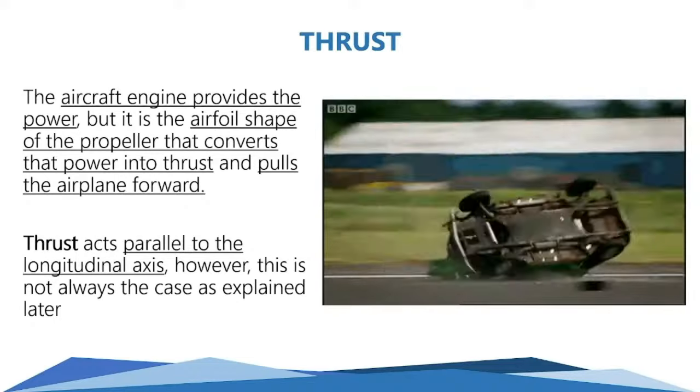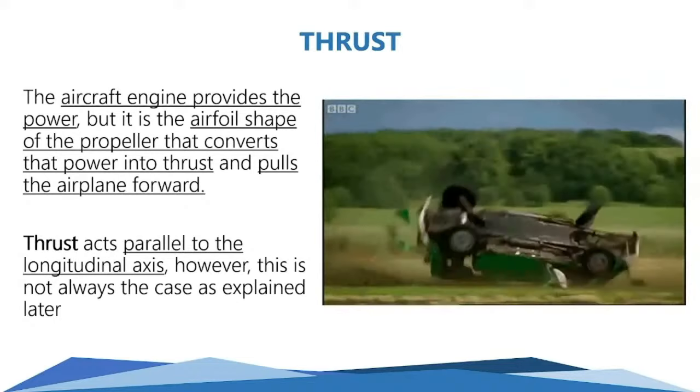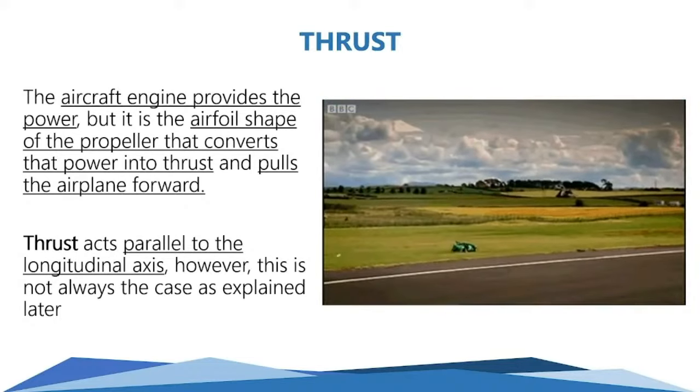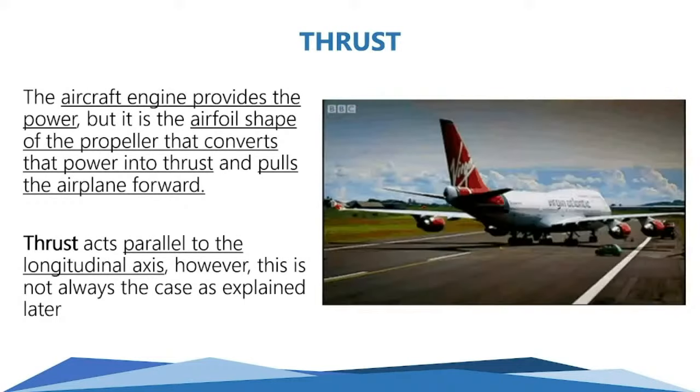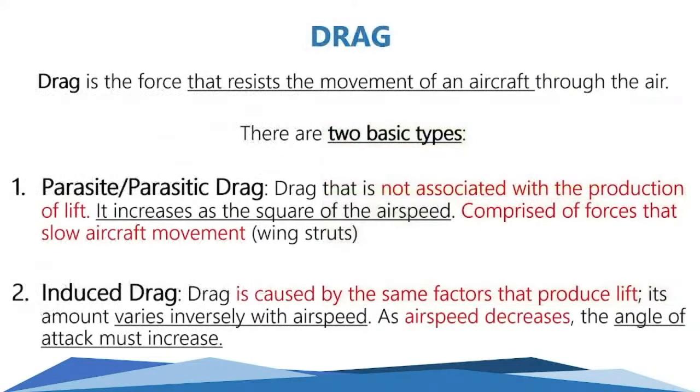Okay. Thrust is going to act parallel to the longitudinal axis, however, this is not always the case, and we'll talk a little bit more about that later. Now, what counteracts thrust is what's always trying to slow us down. It's drag. You can think of drag as if you had a parachute behind you and you're trying to run forward, the parachute is there to slow you down. Okay, that's probably the simplest way to explain it.